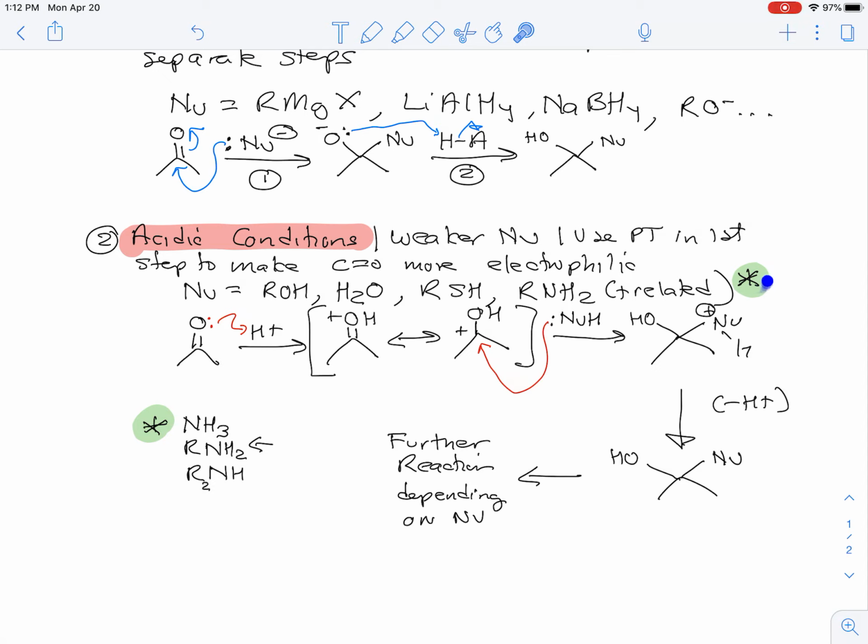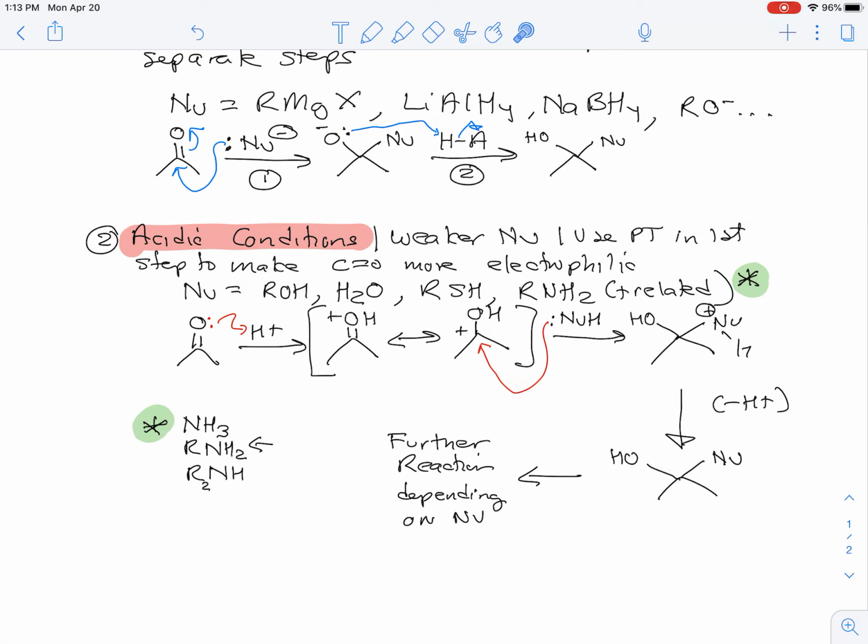The reason I have an asterisk here is because I've written it as a primary amine, but it really can be anything that is ammonia, a primary amine, a secondary amine, or we'll even see some examples where these are not strictly speaking primary amines, but primary amine-like things like hydrazines. And I did an example of that in the reaction one.